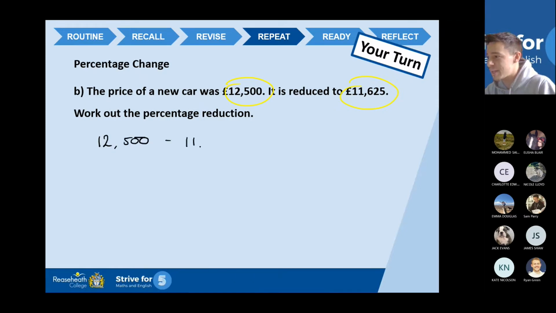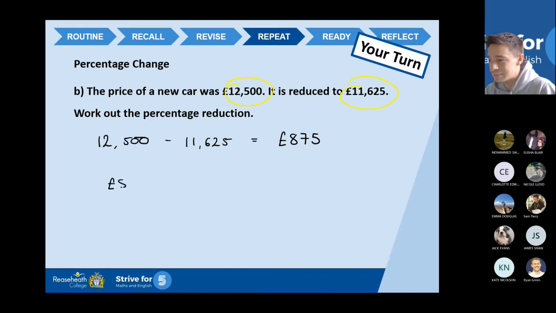So 12,500 take away 11,625. We'll use the calculator now and put that in. So 11,625. I'm making sure I'm doing the numbers right now. What you don't want to do is put the numbers in wrong on your calculator, because that's something that we can definitely and quite easily avoid. The difference between those two values is £875.